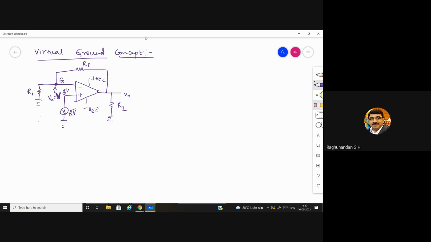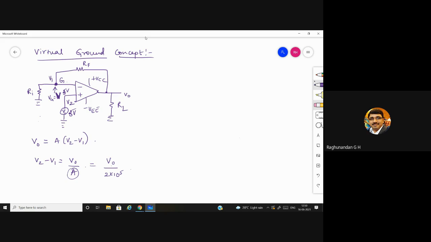This cannot be physically proved, but mathematically we can prove it. Let us take this one as some V1 and this as V2. According to our basic equation, V0 is equal to A into (V2 minus V1). V2 minus V1 is equal to V0 by A. So what is the value of A? It is the open loop gain. It is 2 into 10 to the power of 5. So V0 by 2 into 10 to the power of 5.